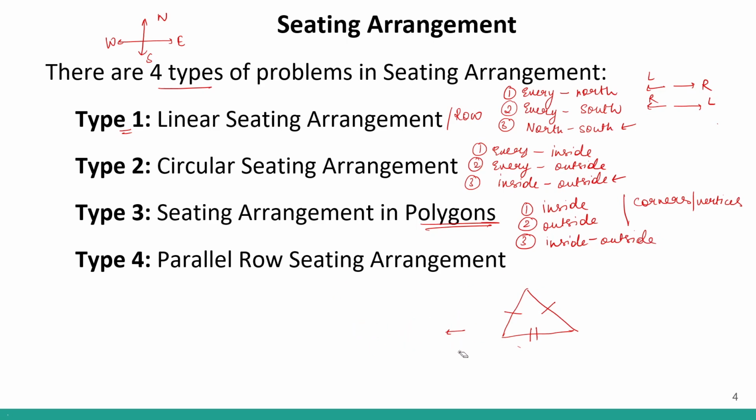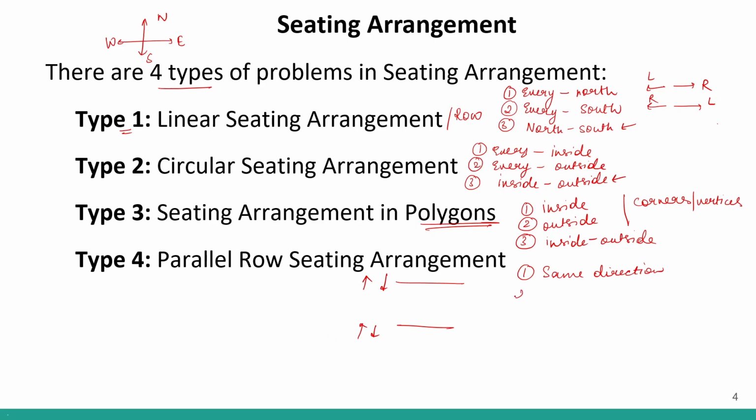Then we have parallel row seating arrangement. This is similar to linear row, except that there are 2 rows now. So there are 2 rows. Okay, so 4 possibilities are there. First possibility is same direction. Same direction means, let's say this is facing south, this is also facing south, or this is facing north, this is also facing north.